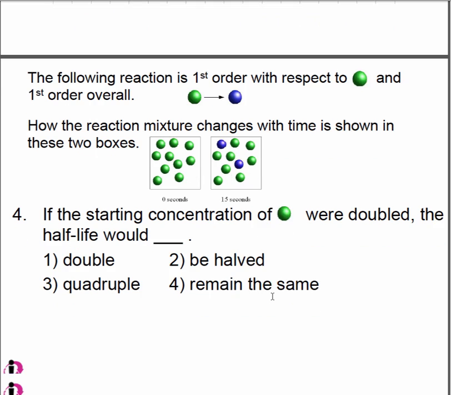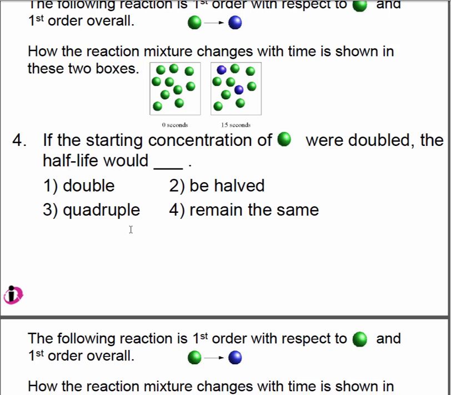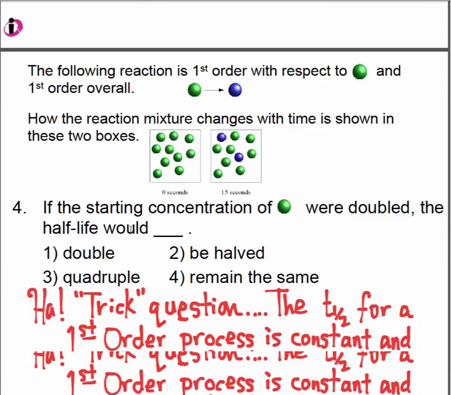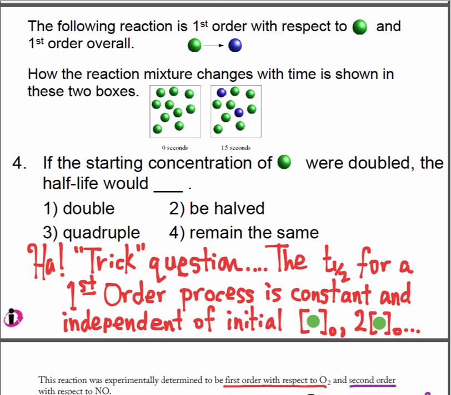Are we continuing with this question? I suppose. If the starting concentration were doubled, so instead of 10 green spheres I had 20 green spheres, what would happen to the half-life? Well, if the concentration doubles, the rate might double, but that doesn't affect the rate constant. That kind of depends on temperature. So if my rate constant doesn't change, trick question, my half-life doesn't change for the first order. So first order processes keep a constant half-life.